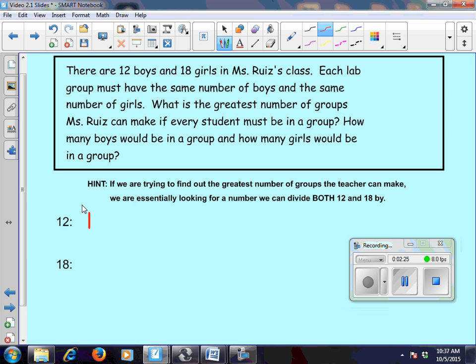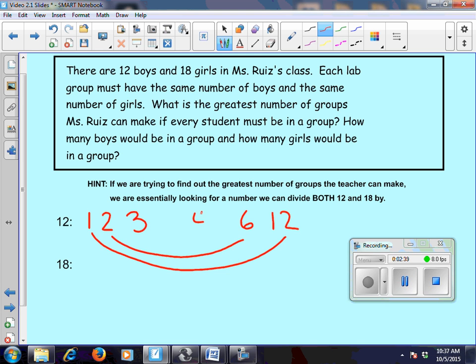So 1 times 12 is 12. I like to use the rainbow method to help me connect the factors. 2 times 6 is also 12. Can 3 go into 12? Yep. 3 times 4. And then there's nothing in between 3 and 4, so we know we're done here. So 12 has 1, 2, 3, 4, 5, 6 factors.